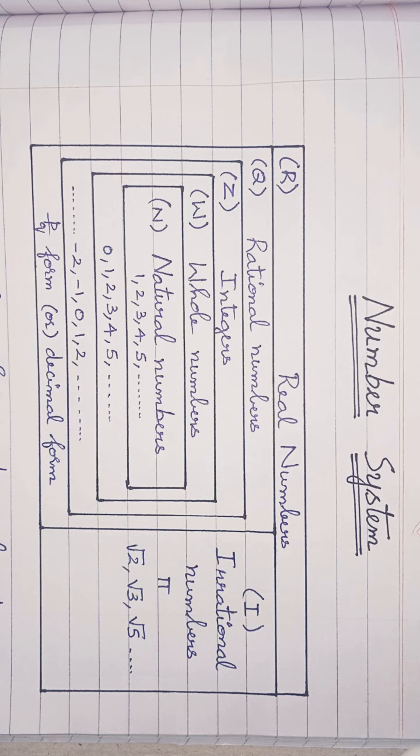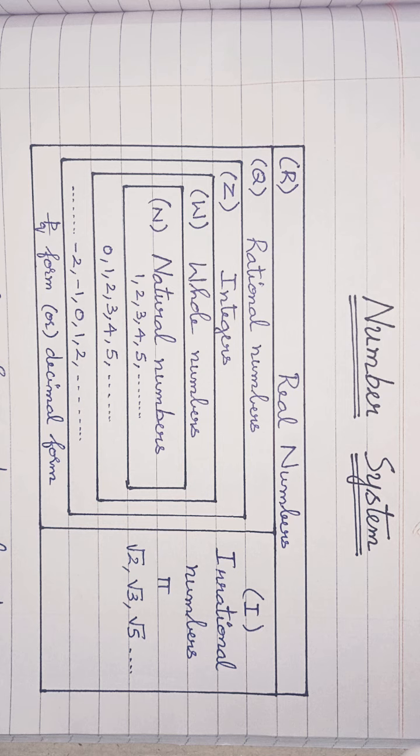We are going to discuss the number system. The number system has two broad categories. One is real numbers, which can be represented on the number line, and the other is imaginary numbers, which we will be learning in higher classes. We are going to learn about real numbers today, which can be represented on the number line.